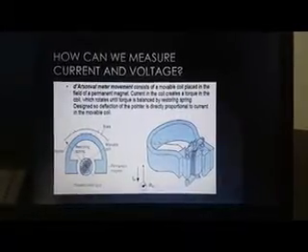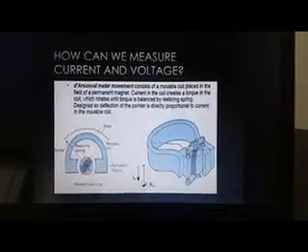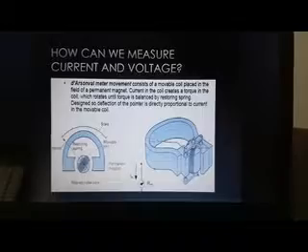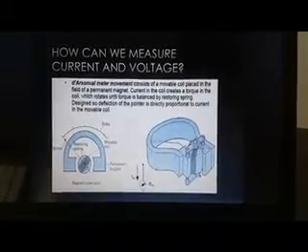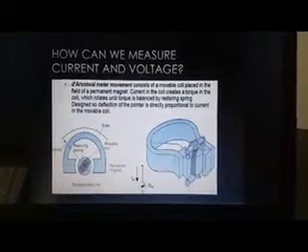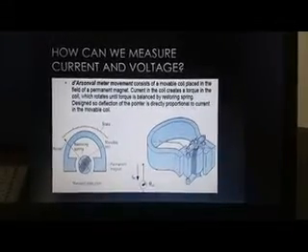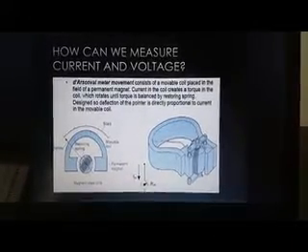How can we measure current and voltage? The D'Arsonval meter movement consists of a movable coil placed in the field of a permanent magnet. Current in the coil creates a torque in the coil, which rotates until the torque is balanced by a restoring spring. It is designed so the deflection of the pointer is directly proportional to the current in the movable coil.